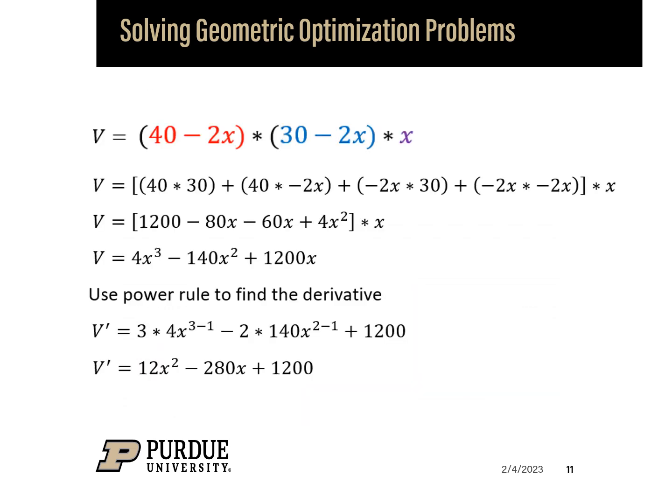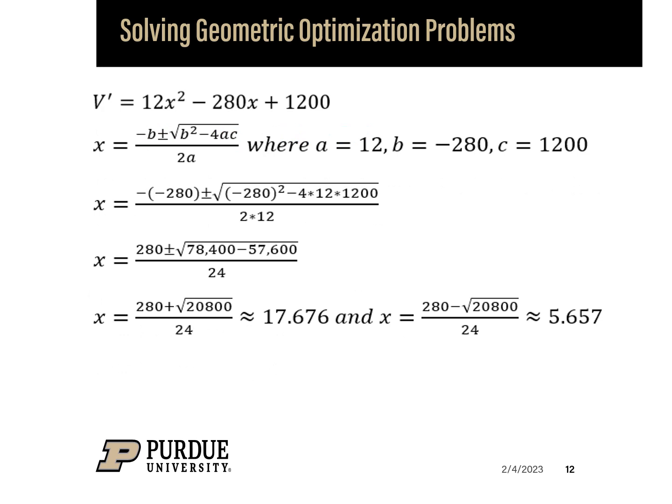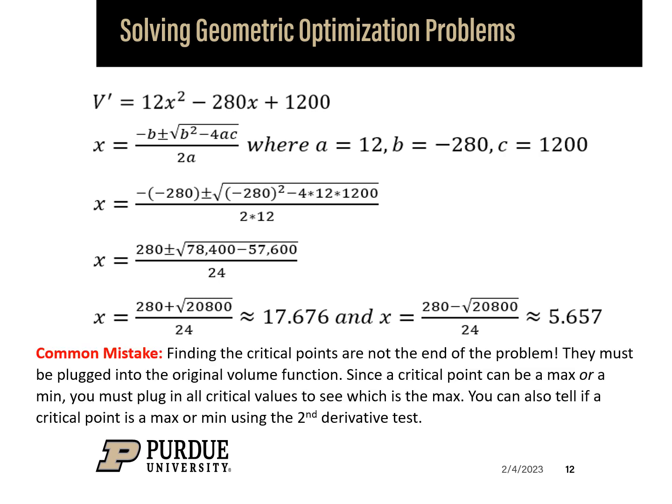The first step to using this theorem is to take the derivative of the volume function. I think it's a lot easier to derive this if you simplify it first. You can simplify it out to a really clean looking polynomial, and from there you can just use the power rule and get the derivative. Now that we've taken the derivative of the volume, we have to find the zeros, and to do that we're going to use the quadratic formula. Once you plug in your a, b, and c, your zeros come out to be 17.676 and 5.657.